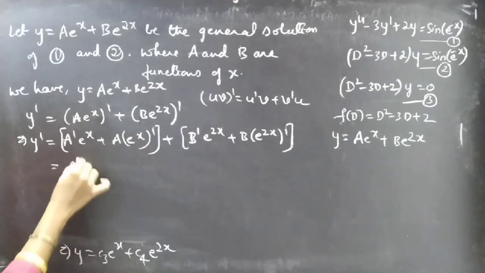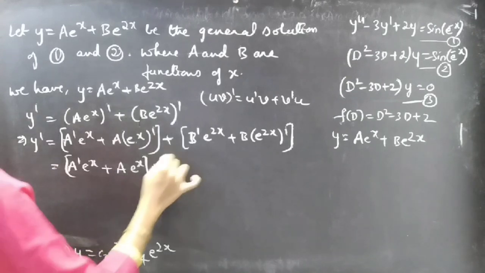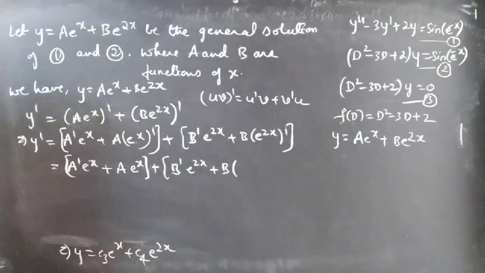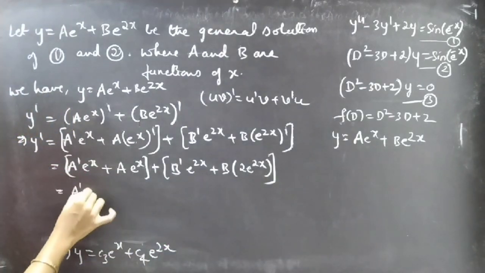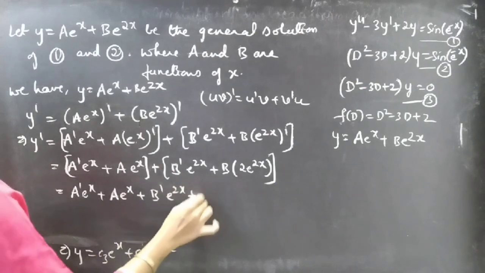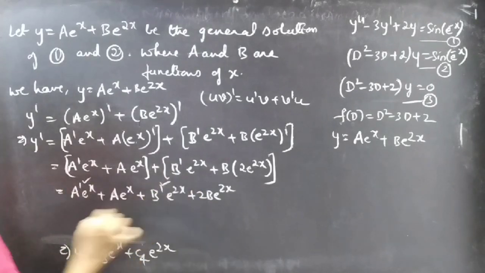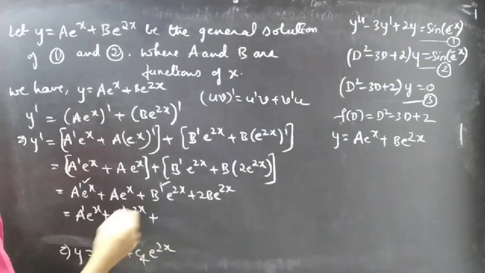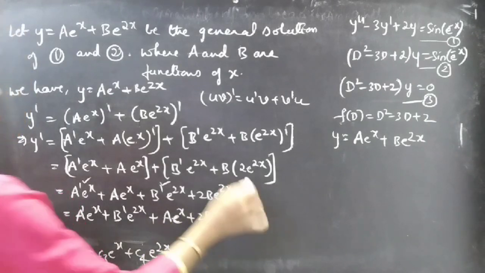This gives us a dash e power x plus a into e power x whole dash is e power x, plus b dash e power 2x plus b into e power 2x whole dash is 2 e power 2x. This gives us a dash e power x plus a e power x plus b dash e power 2x plus 2b e power 2x. Let's now write the terms involving a dash and b dash firstly. We'll get a dash e power x plus b dash e power 2x. Now write the terms involving a and b. We'll get a e power x plus 2b e power 2x.